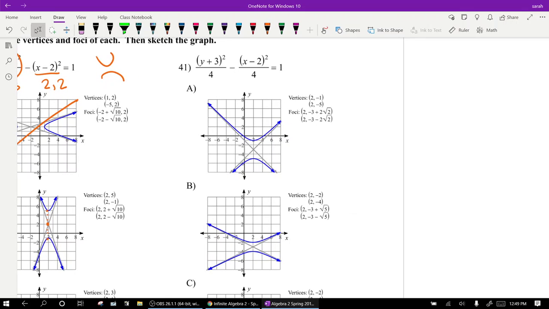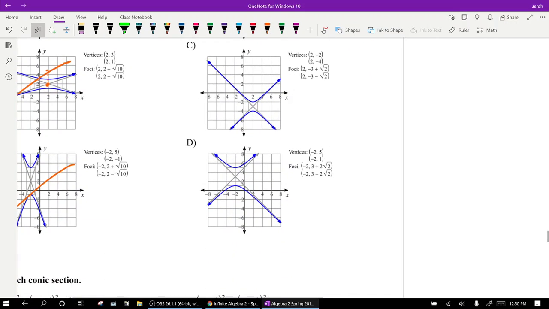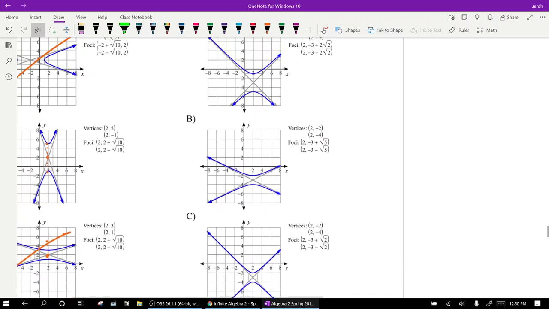41. All right, we got another hyperbola. I can tell that by looking at the minus sign there. It starts with a Y, so I know my graphs are going to go like that. So A and B are potentials. C is a potential. D is a potential. Oh, I can't eliminate any of those.